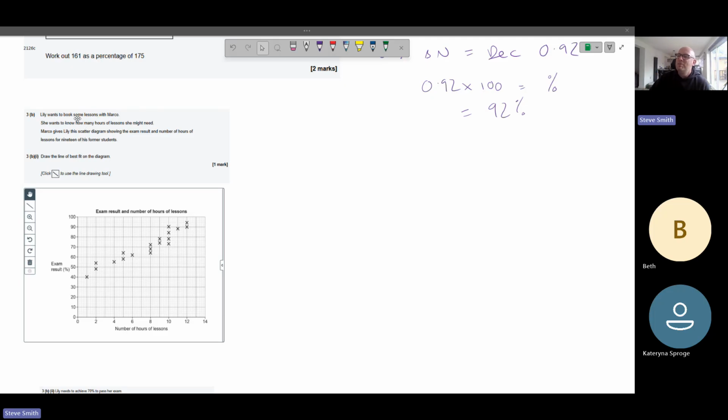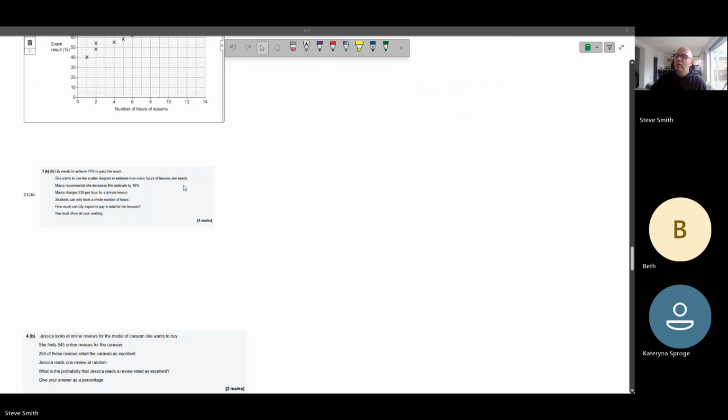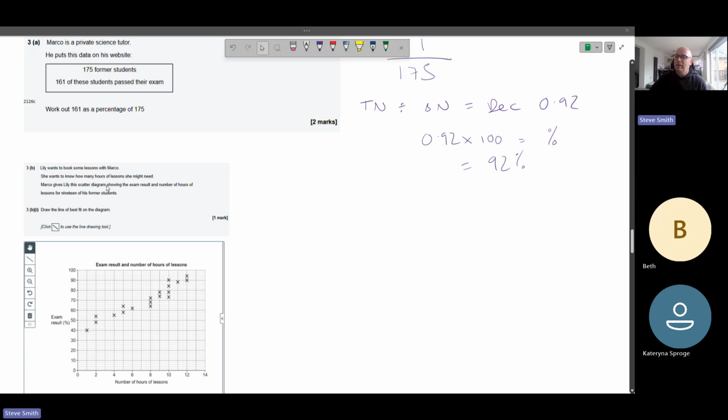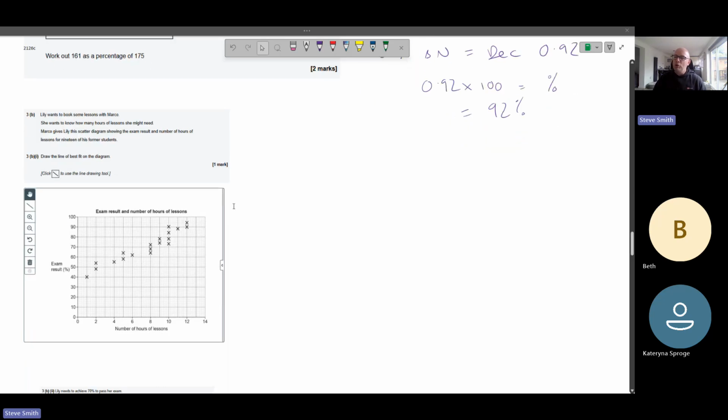Bizarre. Lily wants to book some exam lessons with Marco. She wants to know how many hours she might need. Marco gives Lily this scatter diagram showing the exam results and number of hours lessons for 19 of his former students. So it's not asking you to do anything else yet. Is it at the bottom? Okay, then it asks us something else in a minute. Okay, right.